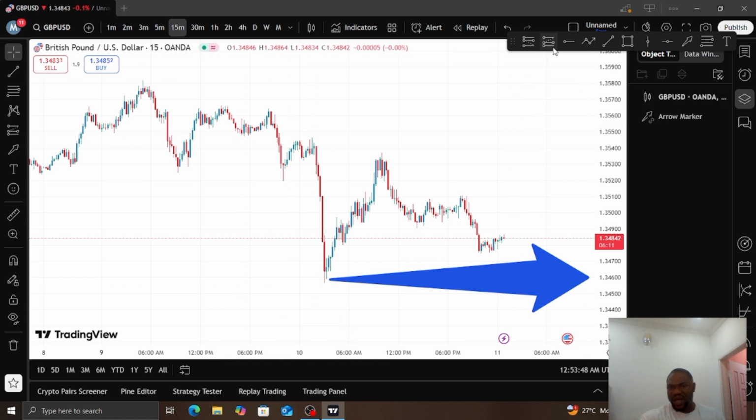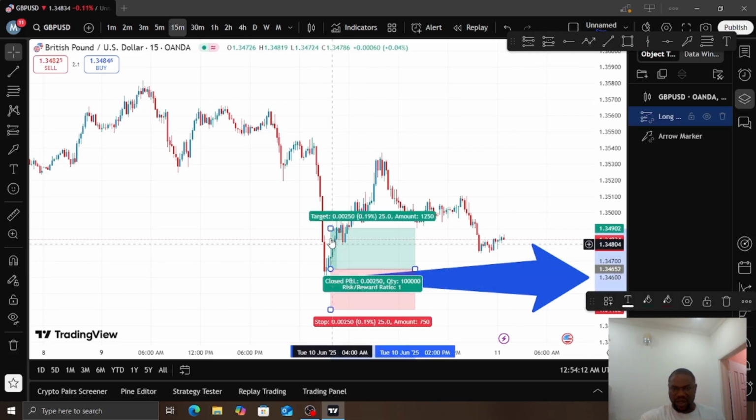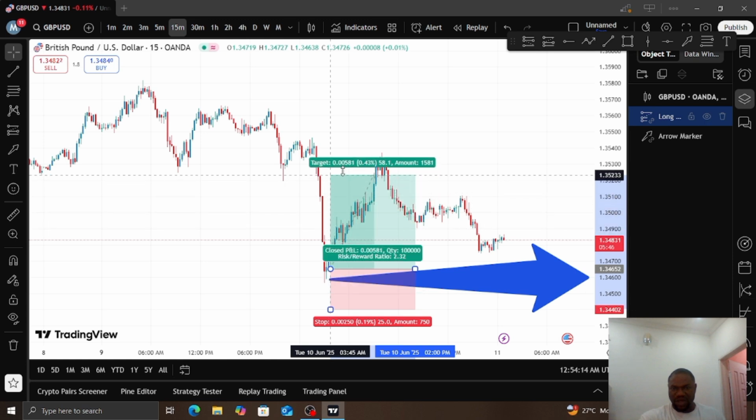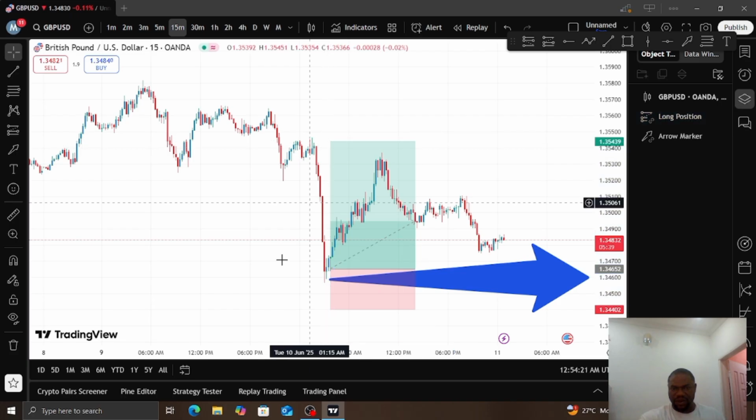Now we need to also know the pips that will take us between this place and this level. So what we'll do is we'll come to here and get the long position. If you are analyzing for a sell, it's a short position, but if you're analyzing for a buy, it's usually a long position. Since we are buying, we place it here.